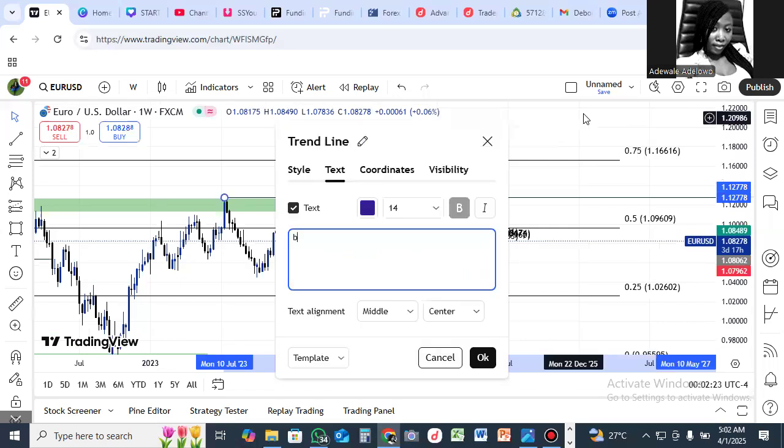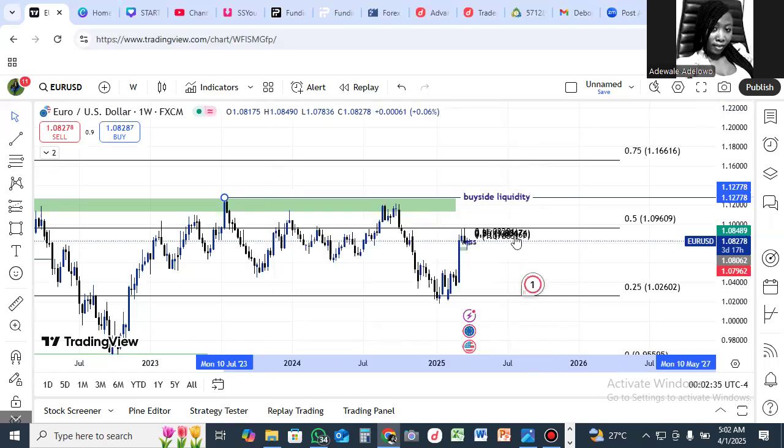Buy side liquidity. All right. Buy side liquidity, guys. This is the target of the market, guys. So what happened? How will he achieve that?